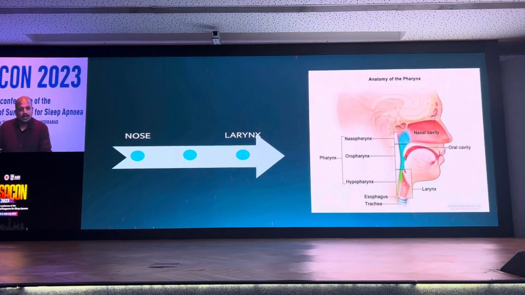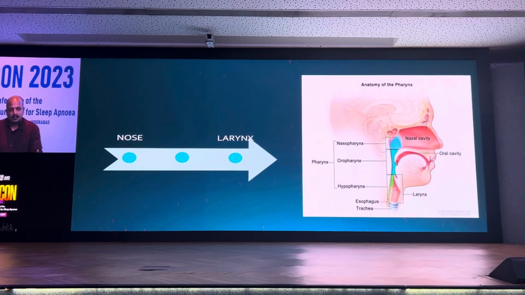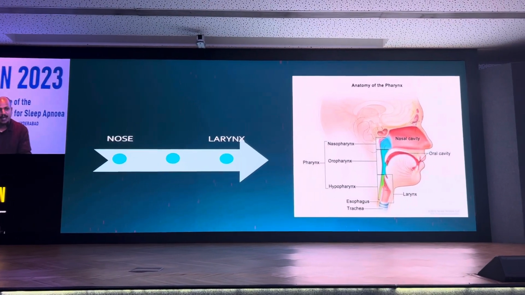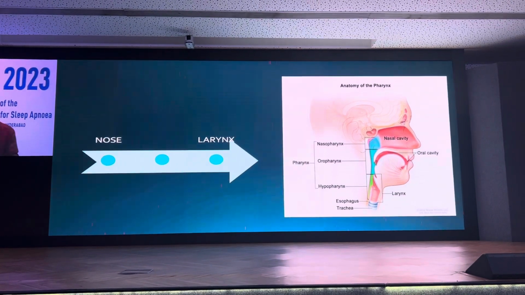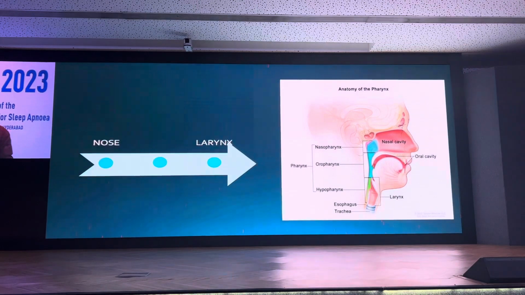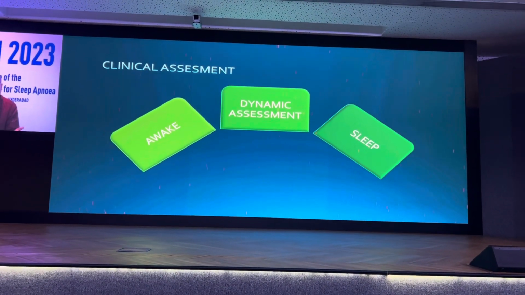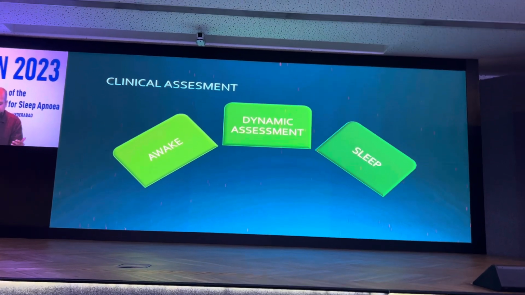So when it comes to a clinical evaluation, we need to assess the airway right from our nose to larynx. Because we have a rigid skeletal framework and soft tissue, it's imperative that we assess all of these in a functional manner. So we need to assess the patient in an awake state, in a dynamic assessment, and also during sleep.